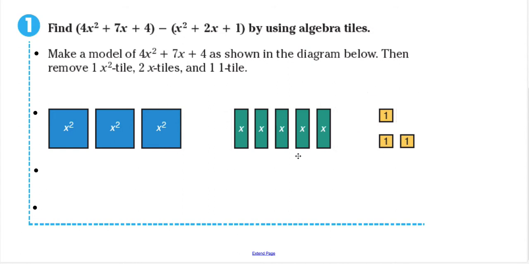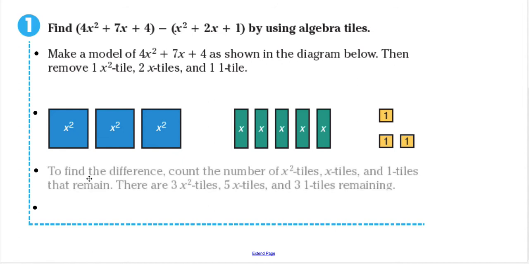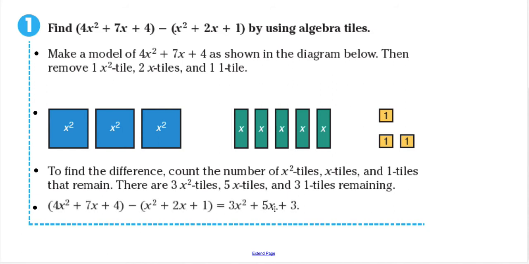We end up with 3x squared, 5x tiles, and 3 unit tiles remaining. So when you subtract x squared plus 2x plus 1 from 4x squared plus 7x plus 4, you end up with 3x squared plus 5x plus 3. That is using algebra tiles.